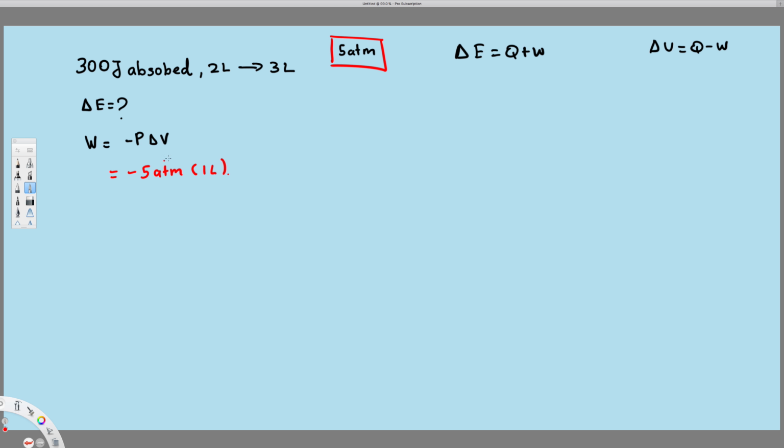And now we have to convert this into joules. If I want to convert this into joules, I have to multiply this by 101.3 joules per atm liter. Whenever we have atm liters, we can convert it into joules by using this value right here. So let's see what we get. If you multiply this by this, that's going to give you negative 506.5 joules. So that's the work done by the system.